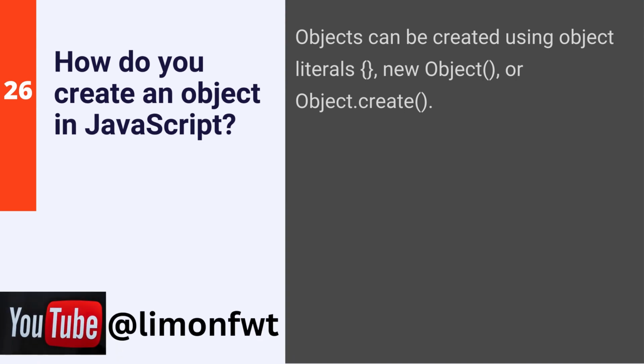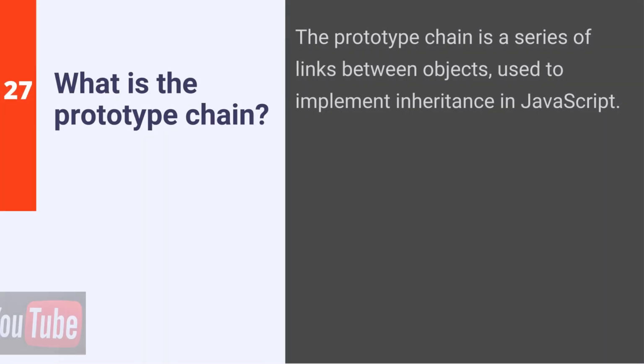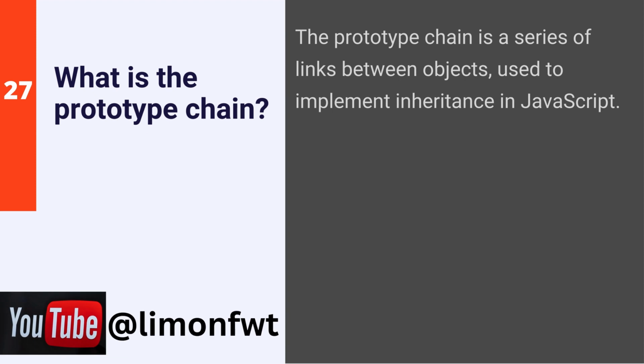How do you create an object in JavaScript? Objects can be created using object literals, new Object, or Object.create. What is the prototype chain? The prototype chain is a series of links between objects used to implement inheritance in JavaScript.